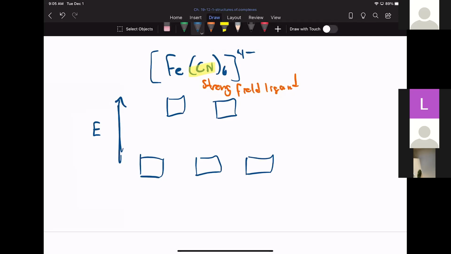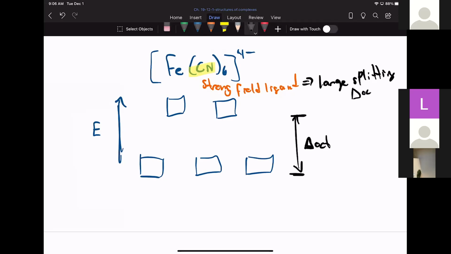Right. With a strong field ligand, I'm going to have a pretty large splitting. So I put some distance between those. Here we have our EG up here, and then our T2G down here.